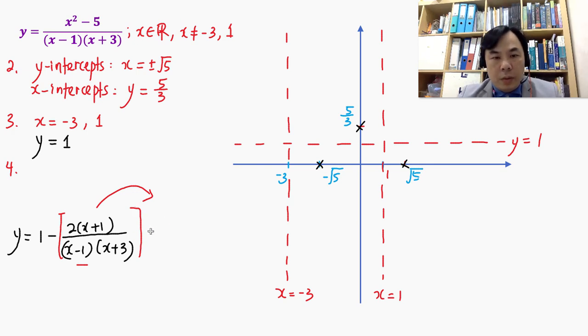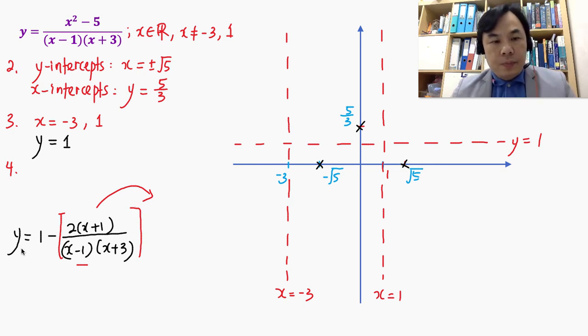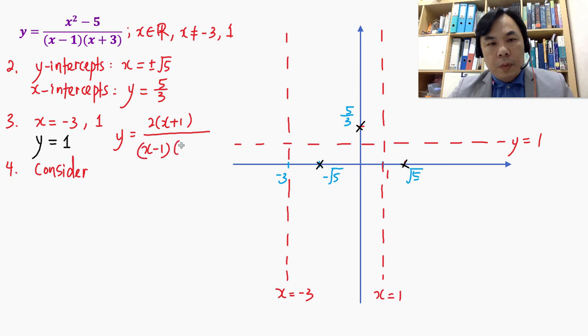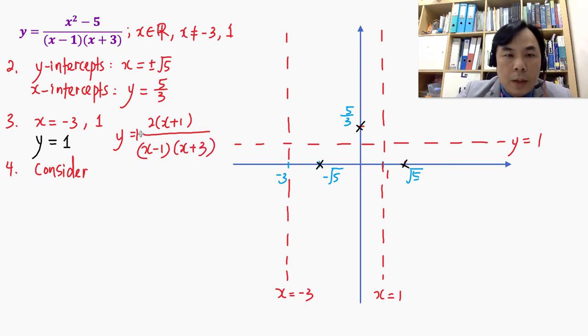Now, therefore, we have. Let me write it down. So I'm going to consider. In this case, the y is actually equal to 2x plus 1, x minus 1, x plus 3. Sorry, 1 minus. Yep, I think I missed it out. Hold on, let me clean it up.